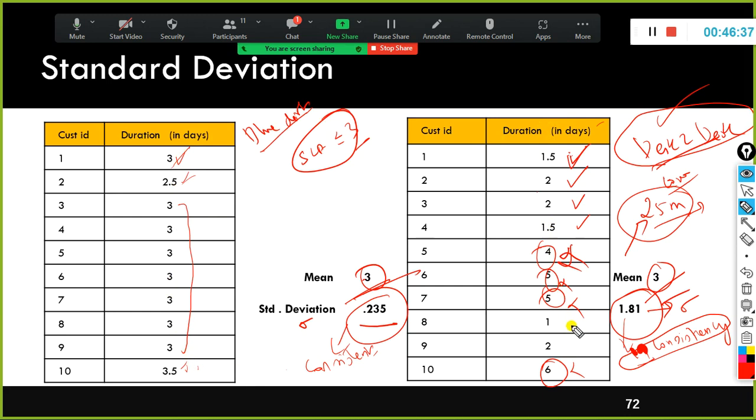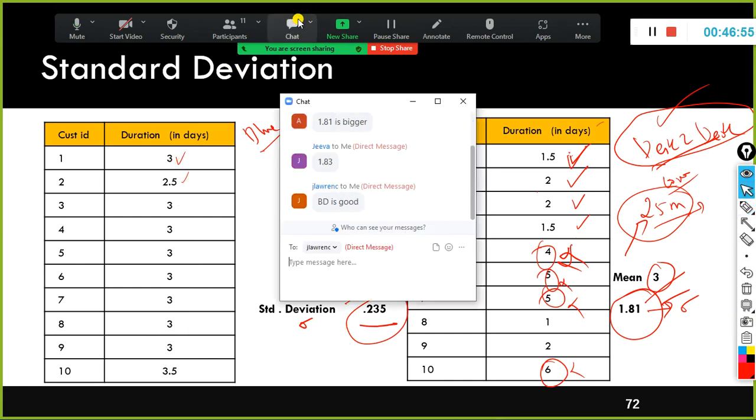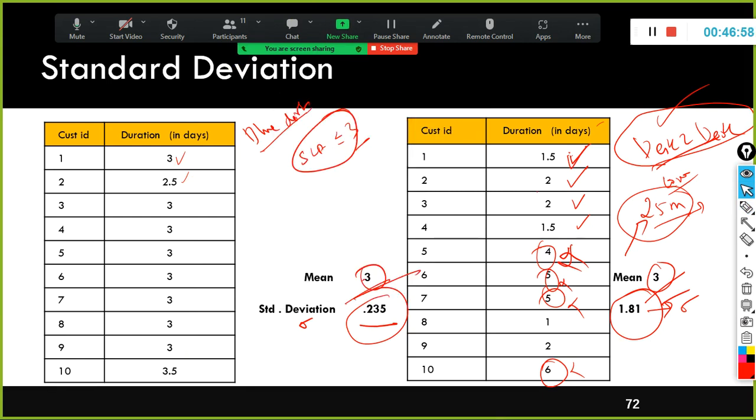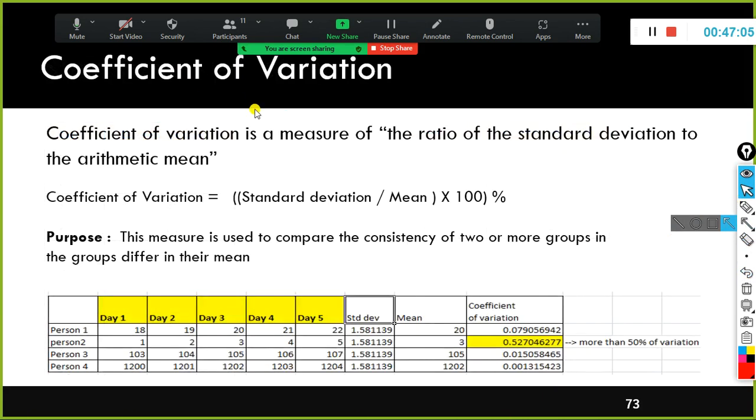So with this, we are able to understand that using standard deviation, we can compare the data sets. What can we compare here? We can compare the consistency, how consistent the data is. The higher the standard deviation, the more the inconsistency. Blue Dart is good, DTDC is not good, right? So that's what we conclude. So now you understood how we can apply standard deviation in real business scenarios with these two examples.